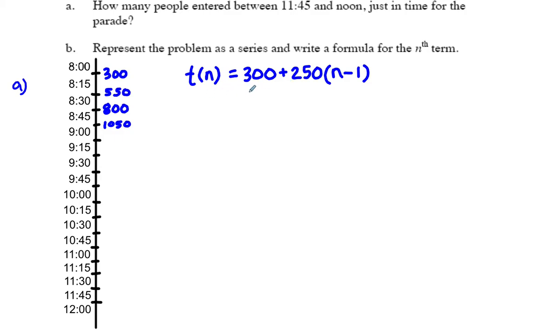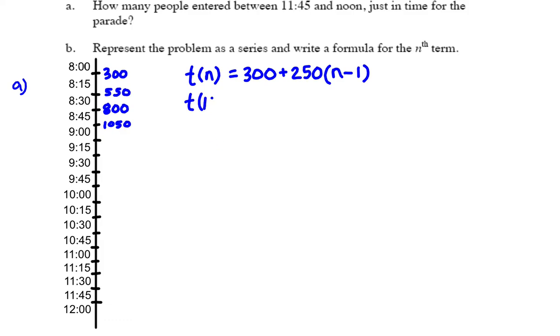To figure out how many people entered between 11:45 and noon, we know that's the 16th term in this sequence. We're going to substitute in 16 for n, and then we're going to simplify. Whoops, didn't mean to do that. Let's go ahead and erase that.